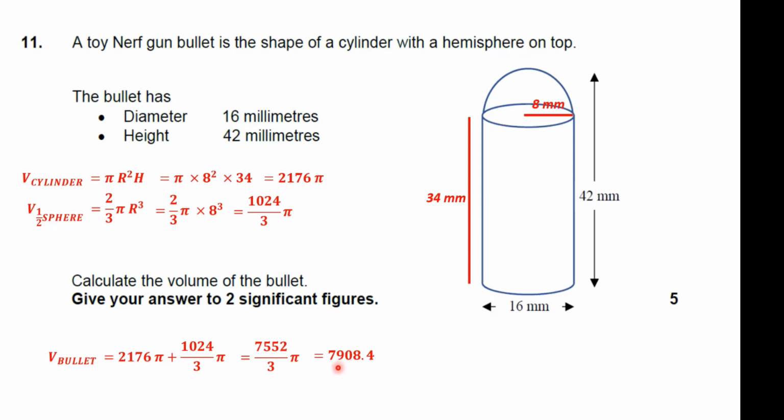So that's 7,908.3, but we want to round it to two significant figures, so you've got to take 79 and then the last two will go out, 7900 cubic millimeters to two significant figures.